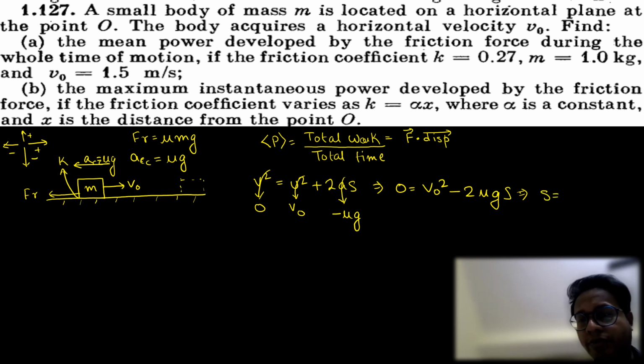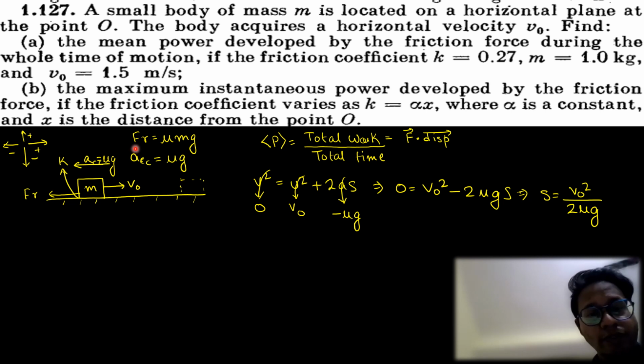or s is equal to v naught square by 2 mu g. So I have the value of the friction force and the value of displacement. What I need to find out is the total time. How do I find out total time? What is the time taken to stop out here?